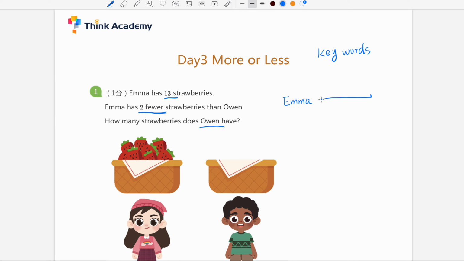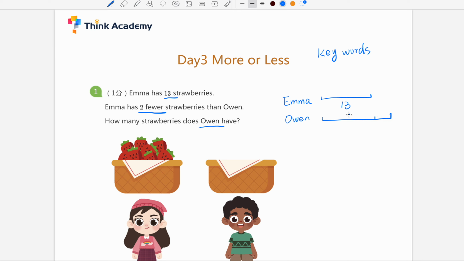Okay, we will draw one line segment to show Emma's strawberries is 13 at first. And now we know Emma has 2 fewer than Owen. So it means Emma's strawberries will be less. So now if we draw a line segment for Owen, it should be longer than Emma's line segment because Emma's strawberries will be 2 fewer. So now Owen's line segment will be longer.